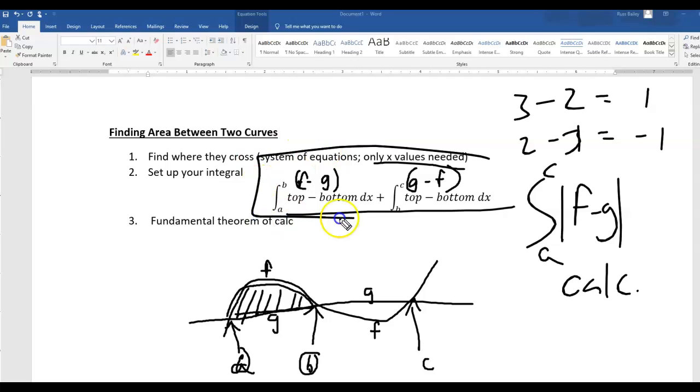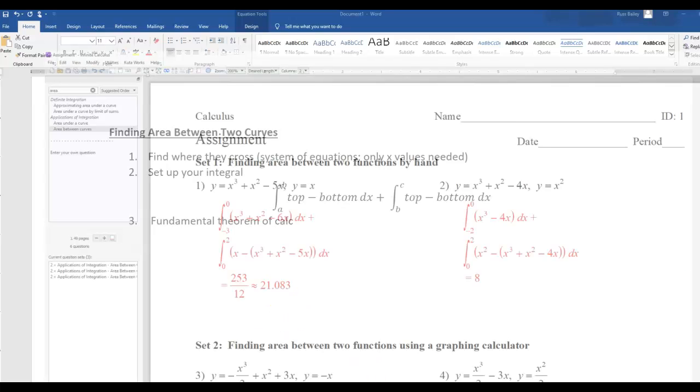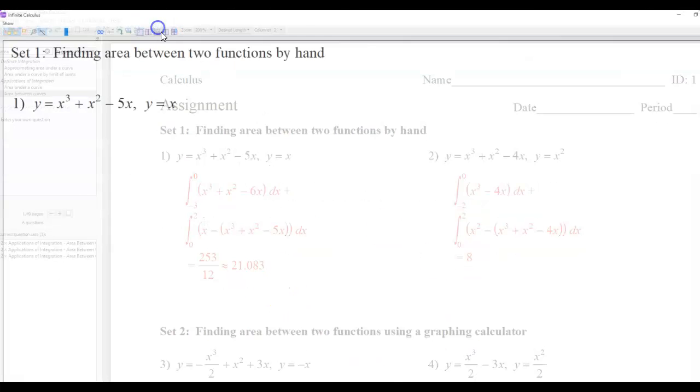But if you're doing it by hand, you do need to make sure you know which one's on top, which one's on bottom. You need to find all your intersection points and write up separate integrals. And we're going to be doing both of those today. Once you've got your integral set up, you're just going to go ahead and do the fundamental theorem of calculus, which we learned way back at the beginning of the year. So that's our beginning there, and we'll keep adding that. So that's topic 1. Let's go ahead and take a look at some example problems there.